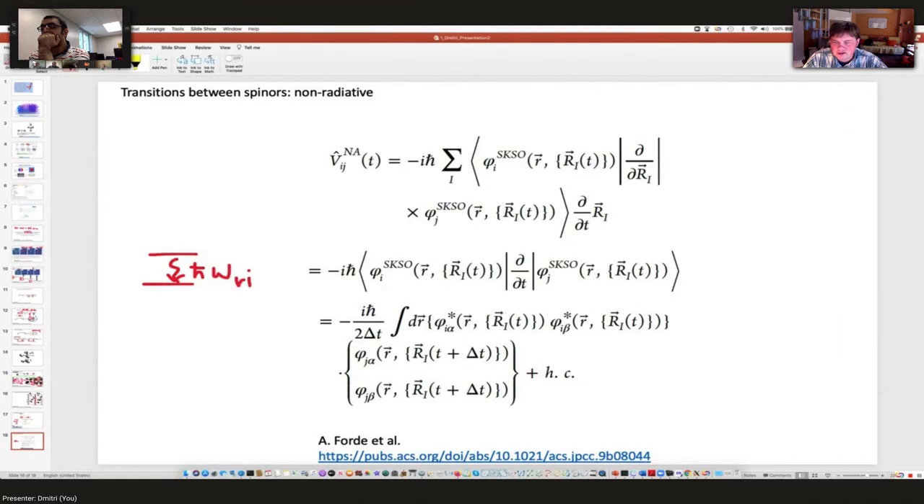And then one needs to treat non-adiabatic transitions in a similar way as we do it for singlet calculations. And here I borrowed equations from the 2019 paper of Aaron. So in non-adiabatic transitions between spinors, one compares them computed at different stages of the dynamics, and one needs to compose this combination of components of spinors at different instants of time. So with this, I am completing this little introduction.